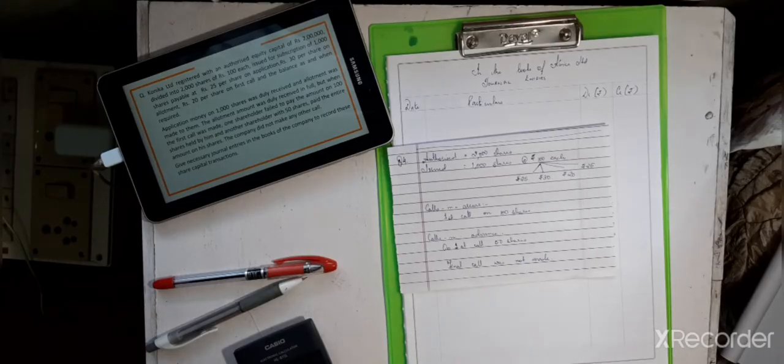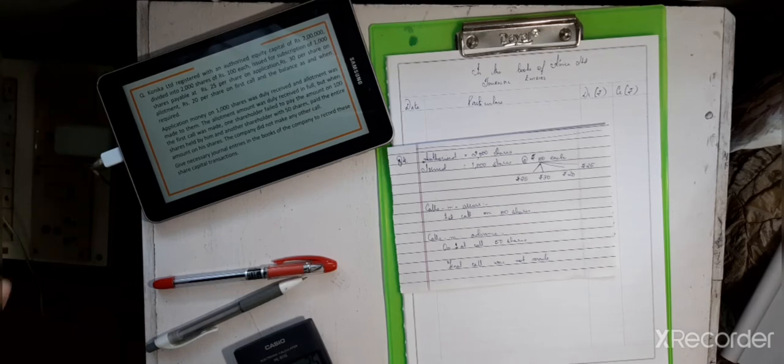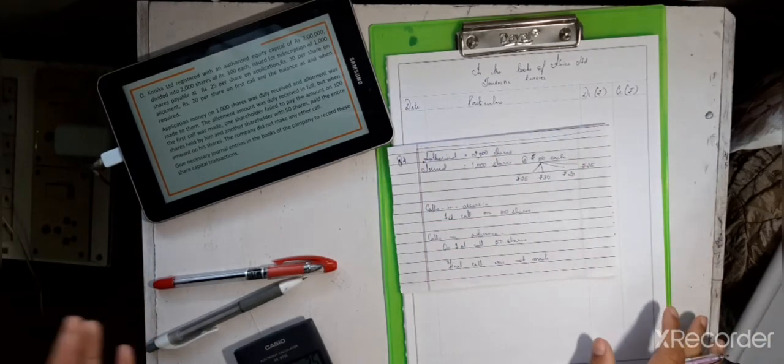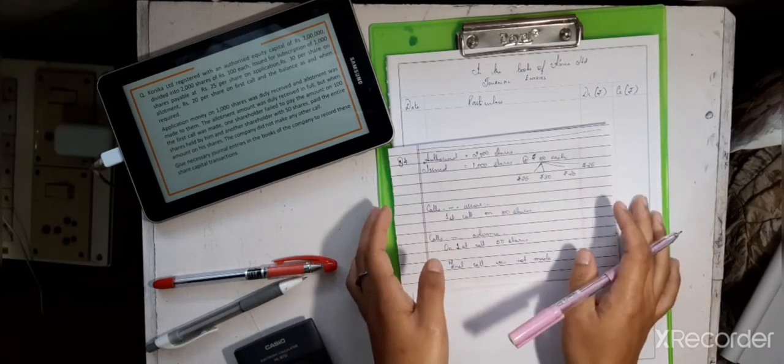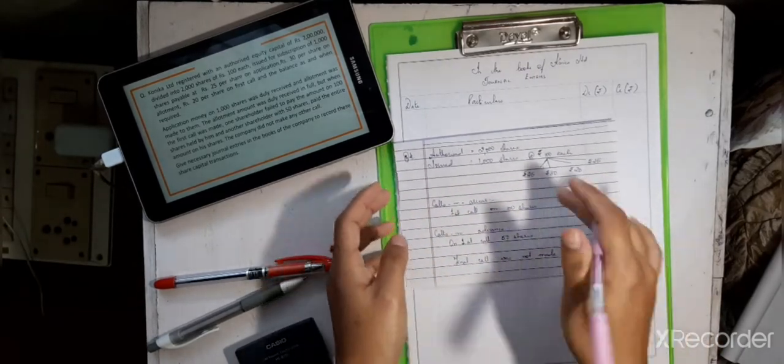Now, the fourth question with Konica Limited, it's quite lengthy, so it seems quite intimidating. However, it's quite simple. It's a very small solution. All right, so I've already written a gist of the question.